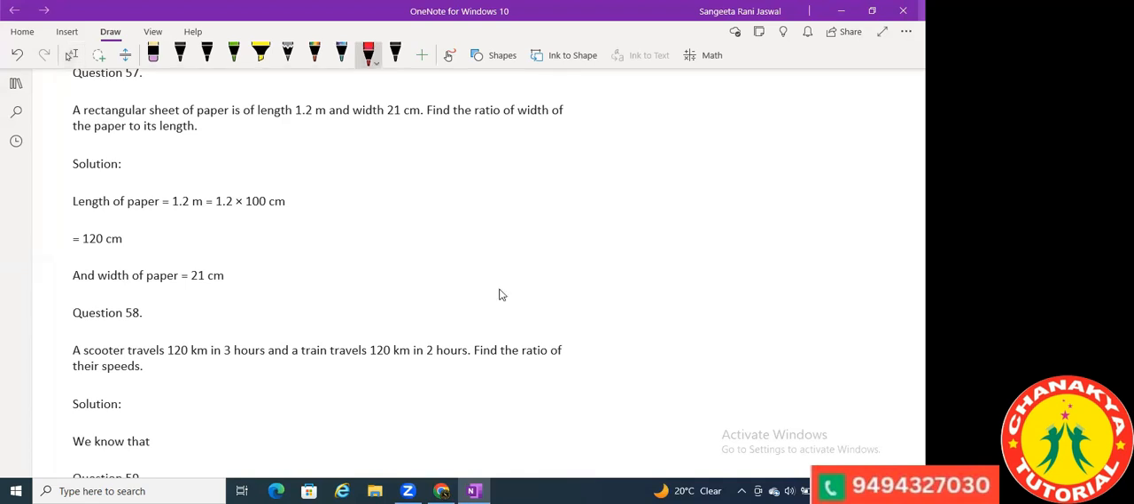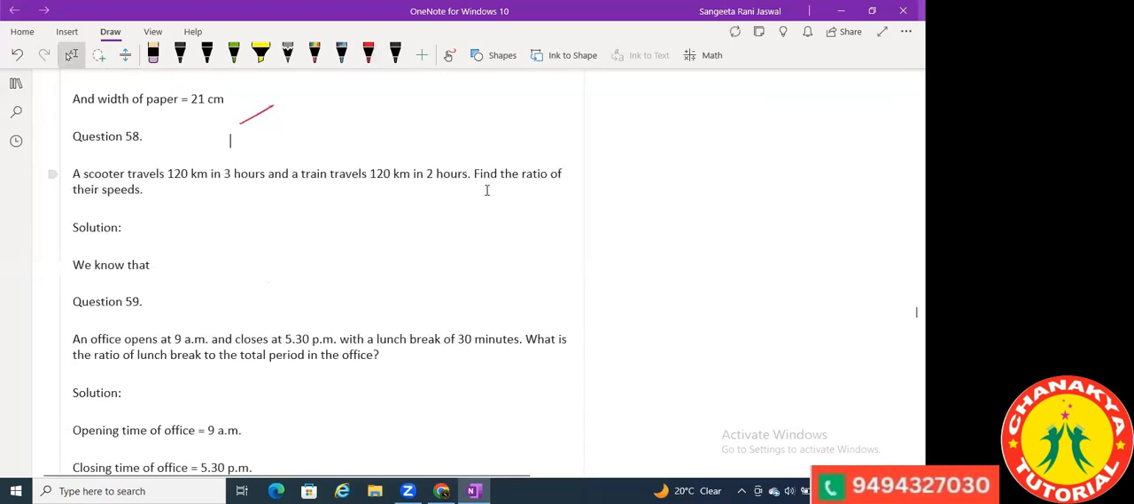Okay. Now see the next. So we are done with this part. I'm just putting a tick here that we are done with this part. Okay. Next one. A scooter travels 120 kilometers in 3 hours and a train travels 120 kilometers, that means the same distance, in 2 hours. Did we do this yesterday? I think no, ma'am. Maybe a similar type of question. Yeah, ma'am, we did it with a bus and train. Find the ratio of their speeds.